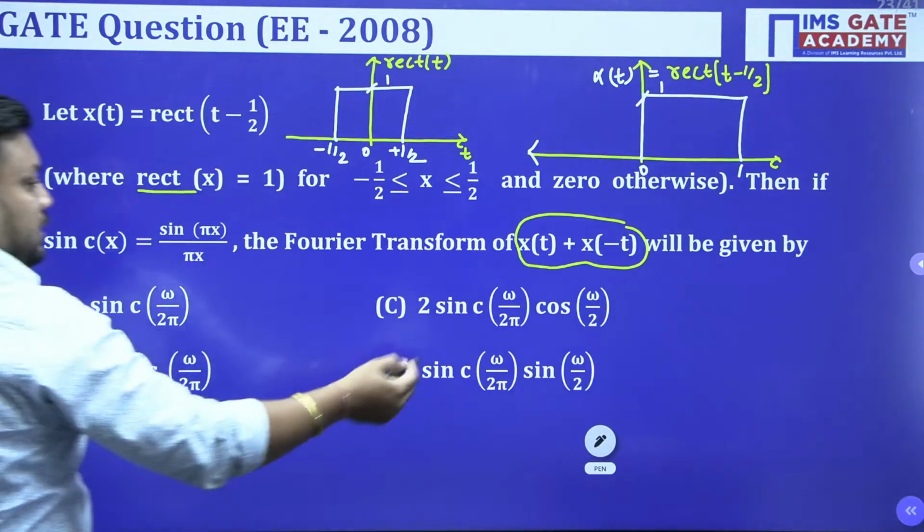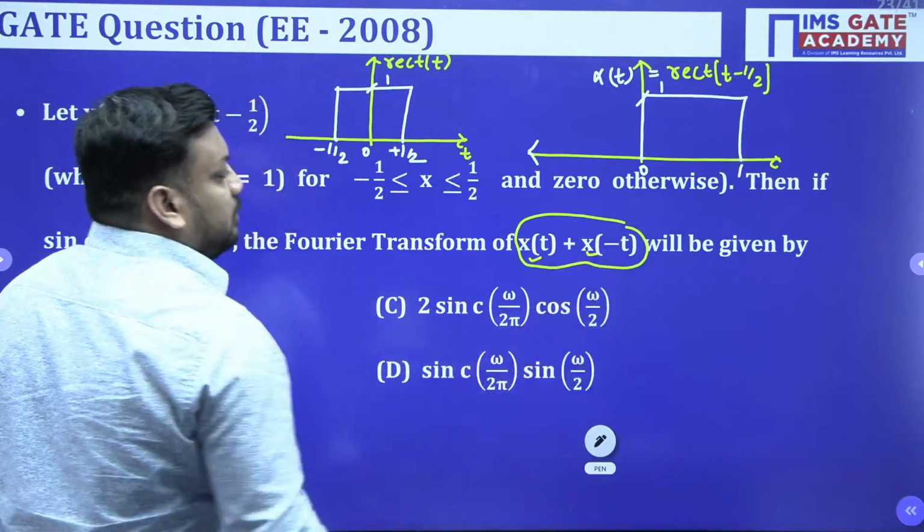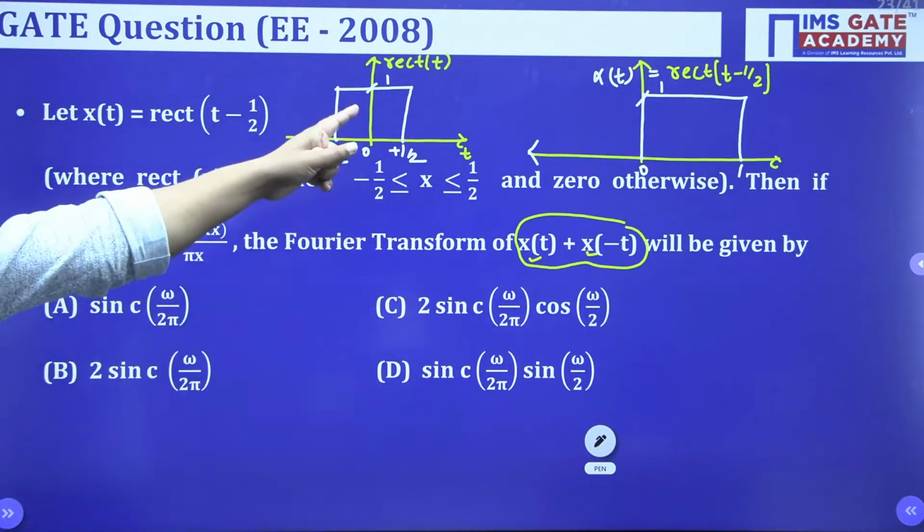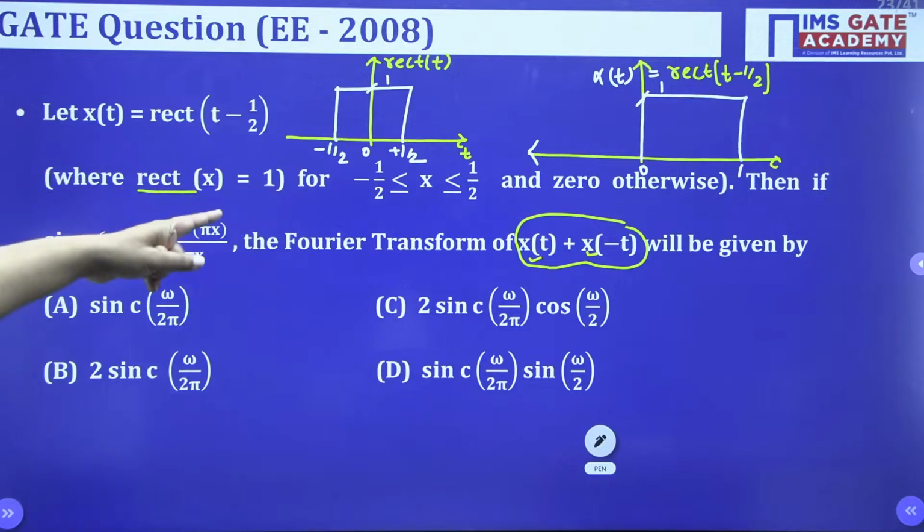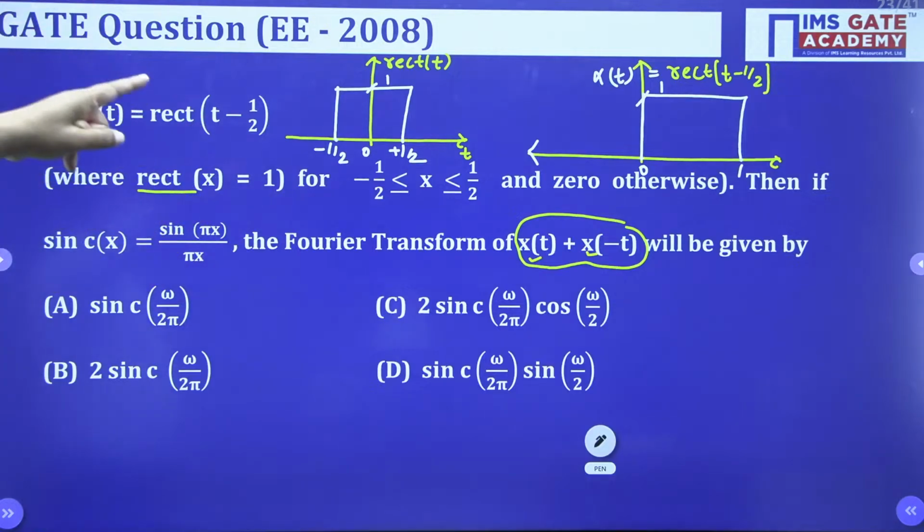After that, the examiner is asking to find the Fourier transform of x(t) plus x(-t). I have already given a hint to you guys. Now x(t) is already there. Just make x(-t), take the Fourier transform, and add, and you will get the answer. Whatever steps are required, 3 or 4, I am expecting these steps from you. All of you try to give your true attempt and solve this. It was an Electrical 2008, 2 marks question. Try to attempt.